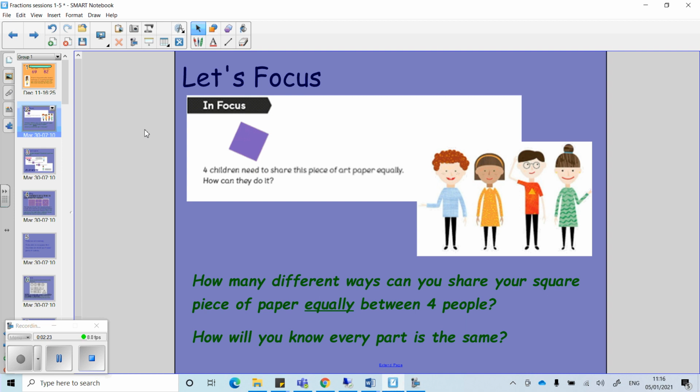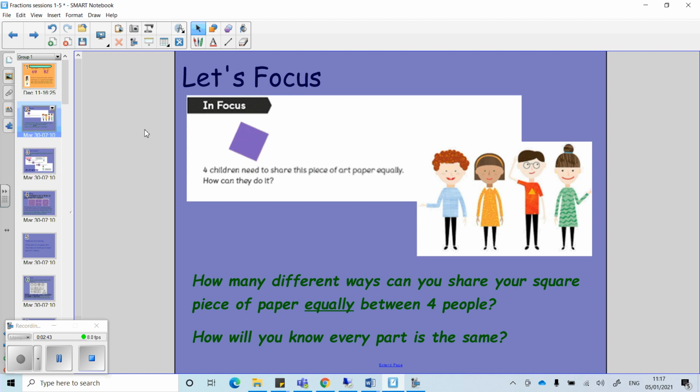Okay, let's focus. 4 children need to share this piece of art paper equally. How can they do it? How many different ways can you share your piece of paper equally between 4 people? How will you know every part is the same?